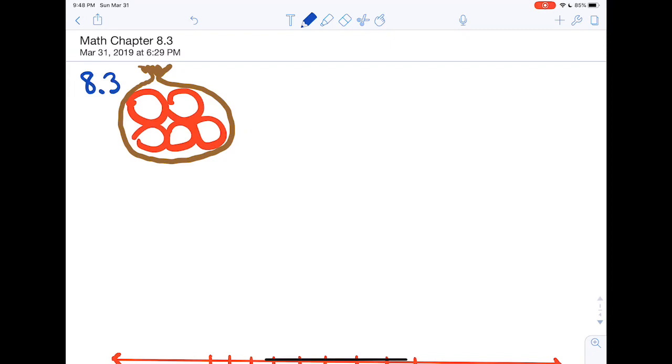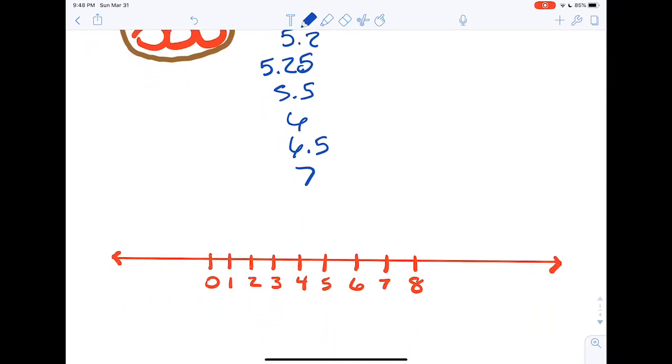So if I said that, he could get 5.1 pounds or 5.2 pounds or 5.25 pounds, 5.5, you get the idea, 6 pounds, 6.5 pounds, 7 pounds, as long as it is more than 5 pounds. Now, if I had asked him just to get 5 pounds, it would be this much on the number line. But since we want to show that it's more than 5 pounds, we need to use another way.